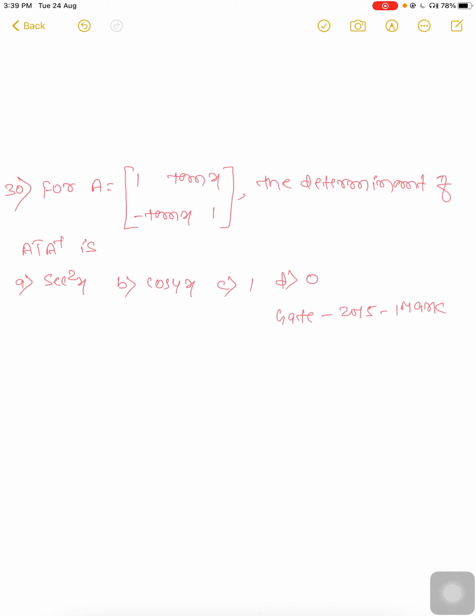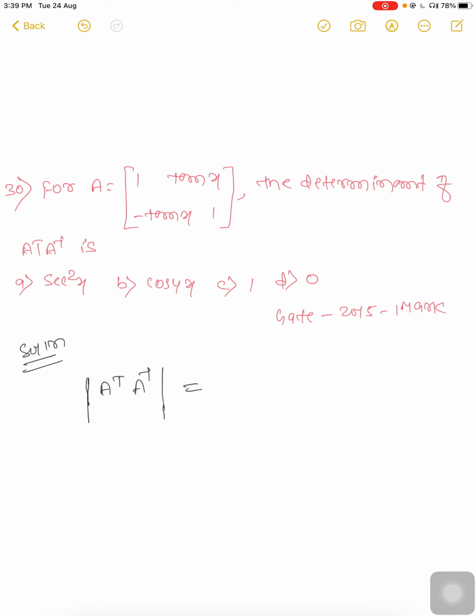Now, A is a matrix given: 1, 10x; minus 10x, 1. The determinant of A transpose A inverse is. We have to find the determinant of A transpose times A inverse. We can take the formula, or we can solve in a simple way. First find the A inverse, and after that A transpose, and take the determinant.